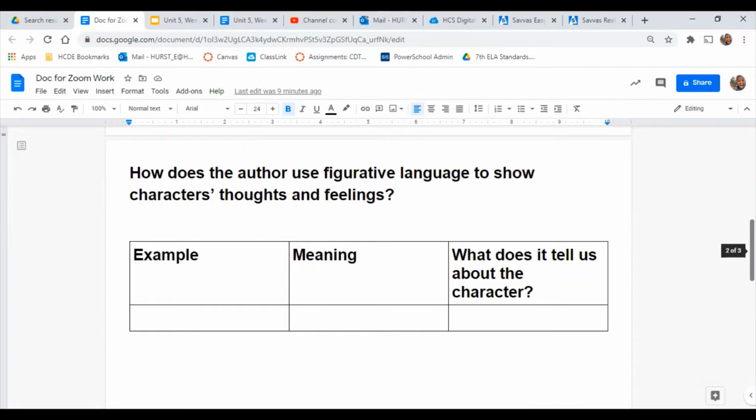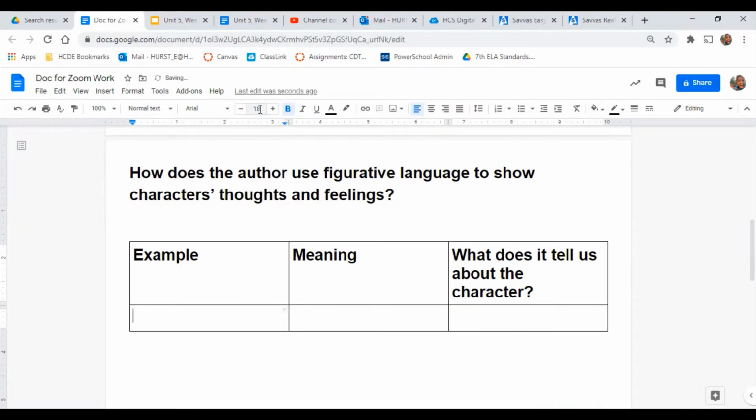Similes are when an author uses the words like or as to compare two unlike things. Metaphor is the same thing as a simile, but without the words like or as. Personification is giving human qualities to a non-human thing, and onomatopoeia is using a word that represents a sound. So we're actually going to start by looking at an example of onomatopoeia.